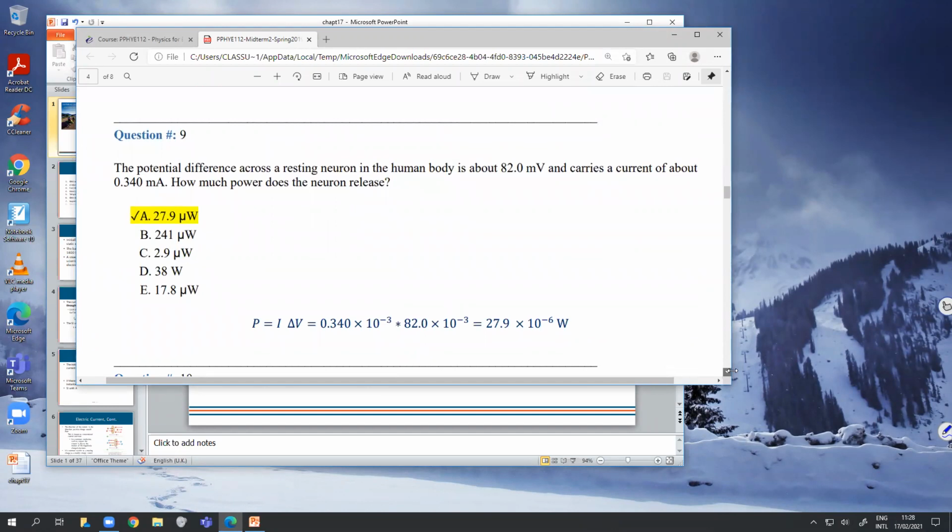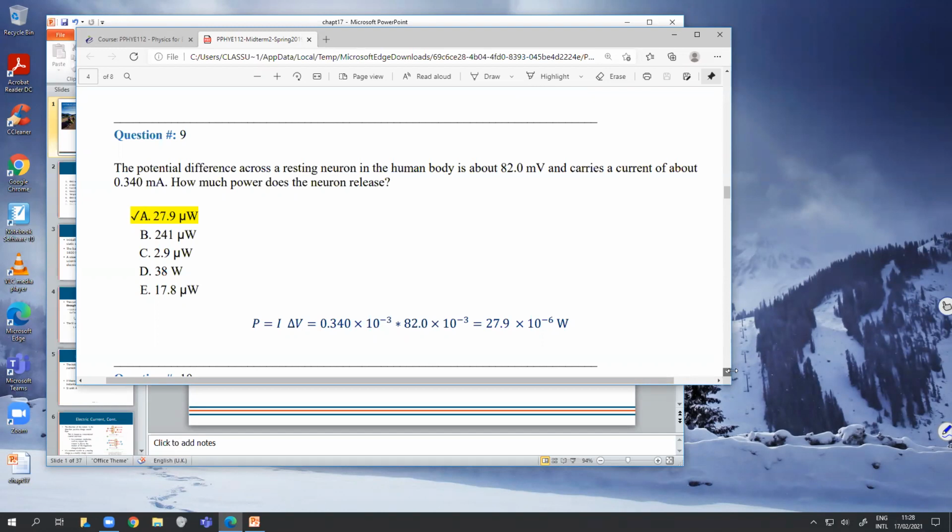Number 9, the potential difference across a resting neuron. Again, the questions are just, you have an equation and you pick which equation to use. It's just substitution and find the unknown. Very easy questions. The potential difference across a resting neuron in a human body is 82 millivolts and it carries a current of about 0.340 milliamperes.